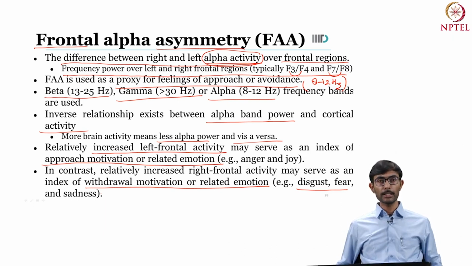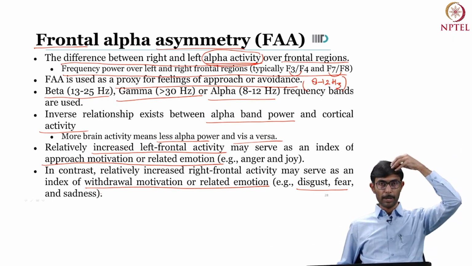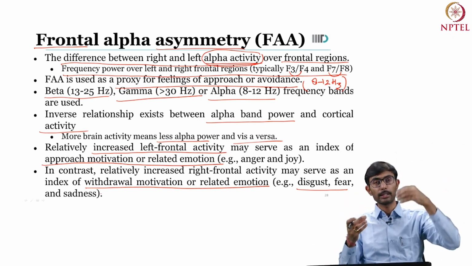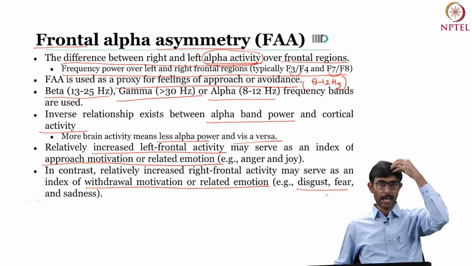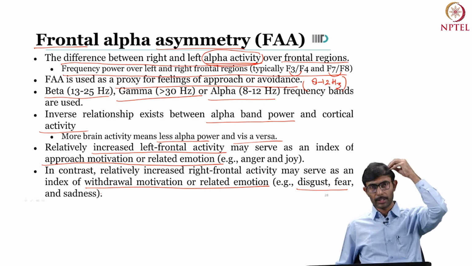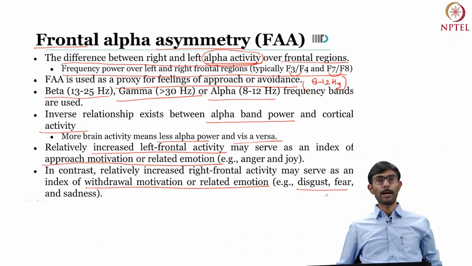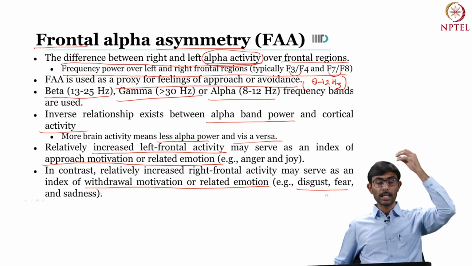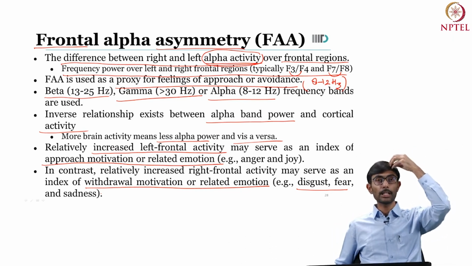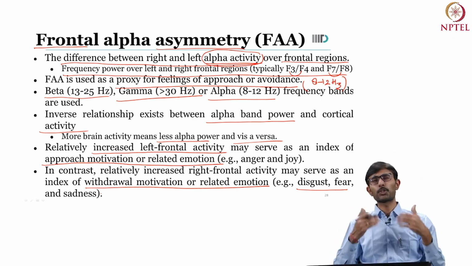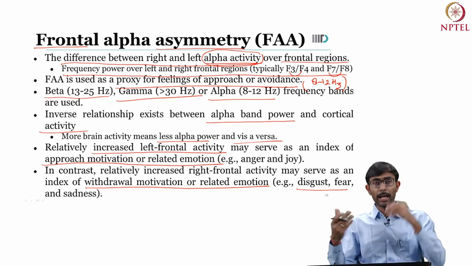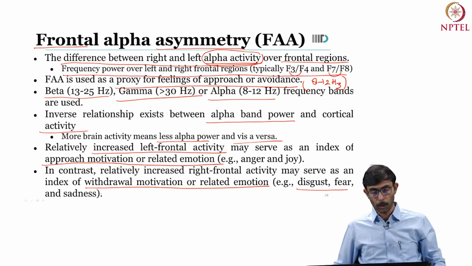In order to calculate the frontal alpha asymmetry, you simply look at the alpha band power, that is the power in the range of 8 to 12 hertz in the F3 region or F4 region or F7 region and F8 region. You take any of two pairs and then you simply take the band power there, and if you have an increased left frontal activity, which means you have less alpha power here, then it means there is an approach motivation, there is usually a positive emotion. Of course, anger is an exception here, you may be experiencing anger also.